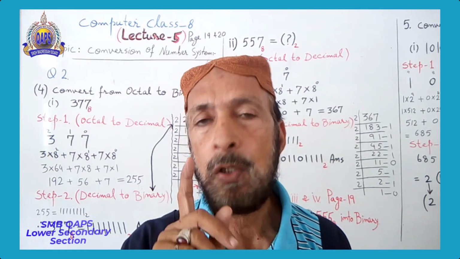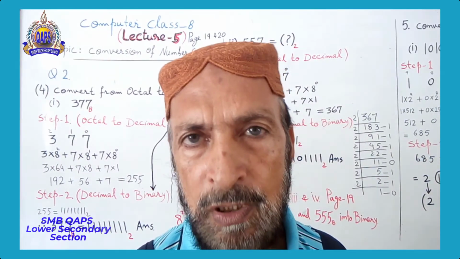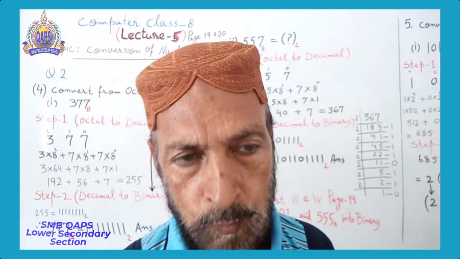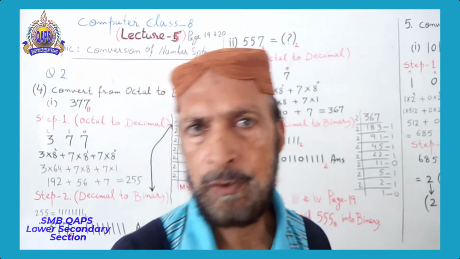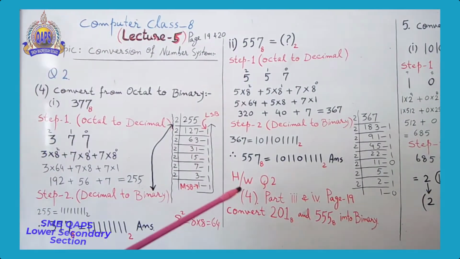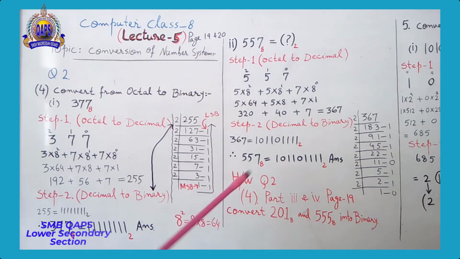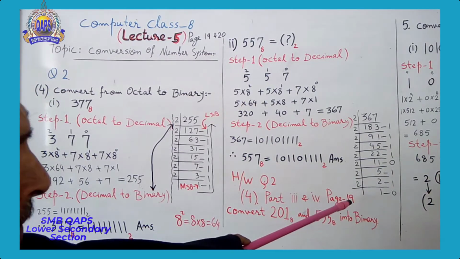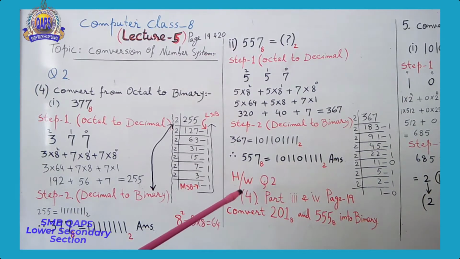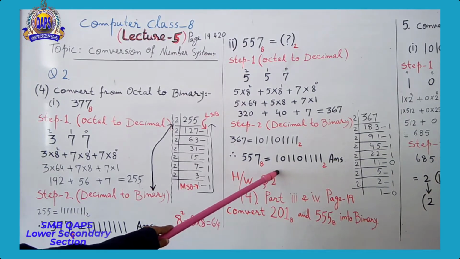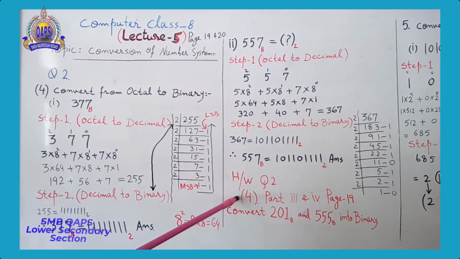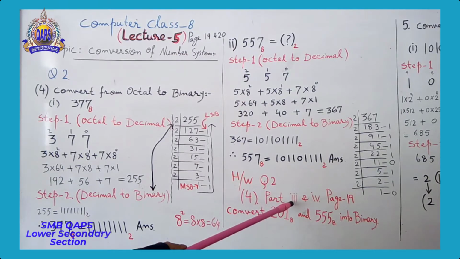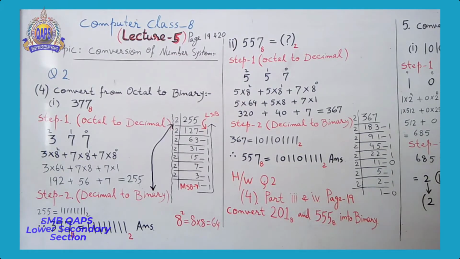So, you do it. And also, homework for you. Understand the homework. I'm writing it over here. Look at the board. Homework: open page number 19 of your book. Question number 2. Under question number 2, you will see 4 over there. Part 3 and part 4. It's your homework. What are the questions?